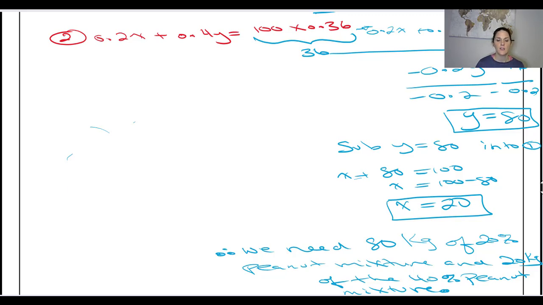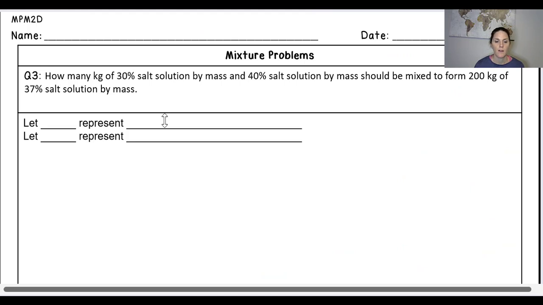Okay, let's go ahead and take a look at example number 3. All right, question number 3. How many kilograms of 30% salt solution by mass and 40% salt solution by mass should be mixed to form 200 kilograms of 37% salt solution by mass? Okay, so let X represent the 30% salt solution, and I'm going to let Y represent the amount of 40% salt solution.